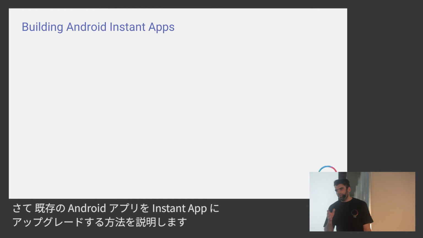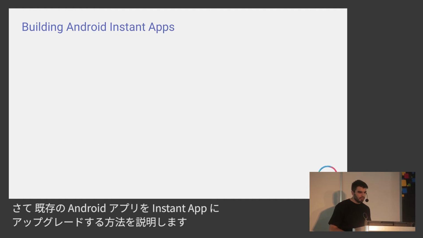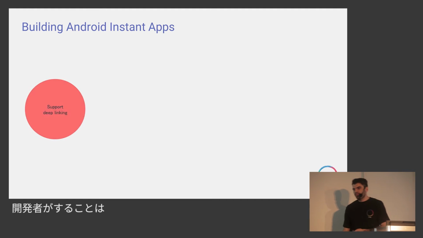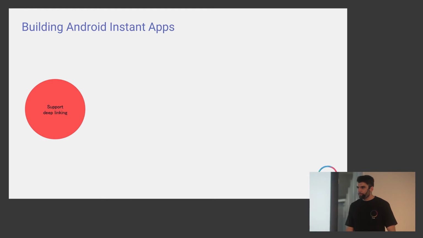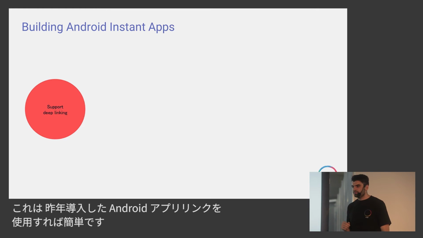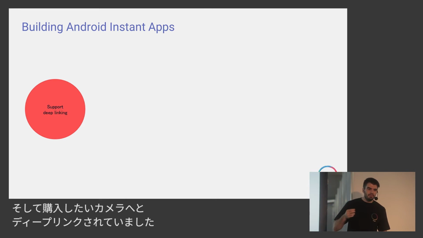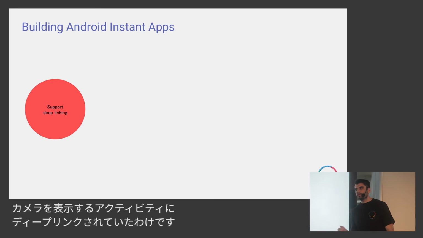So, let's talk about how exactly I upgrade my existing Android app to an Instant App. The first thing is, as a developer, you start telling us what exactly are the links your app can handle. You can do this easily by using Android App Links, which we introduced last year. For example, when I showed the B&H example, we clicked on a link, and we saw how that deep linked us into the app for the camera we were interested in buying. Technically, what happened under the hood was I was deep linked into the activity that can display the camera.